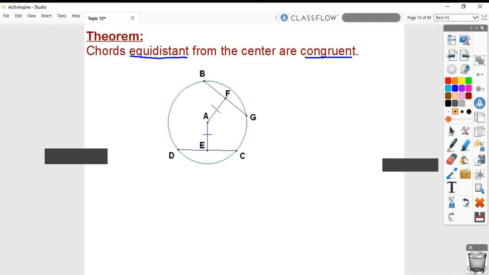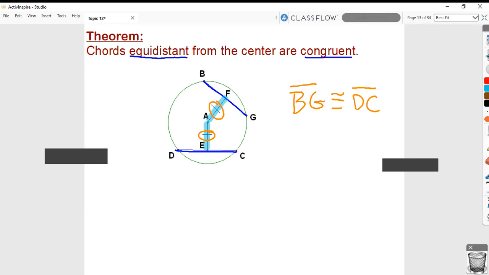If you've got two chords, I'm looking at chord BG and chord DC, and if these two chords are the same distance away from the center, if you drew a line straight from those chords to the center of the circle, it would look like this line and that line. And we know that those two lines that I just highlighted are the same length because they both have one tick mark right there. Since that is the case, it must be that BG is congruent to DC. Those two line segments, those two chords, must be congruent to each other.